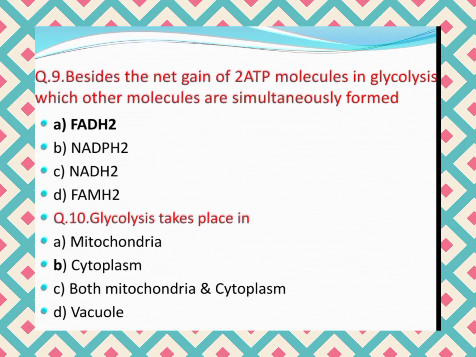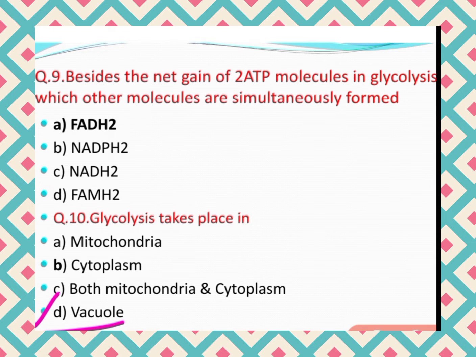Then question number 9, besides the net gain of 2 ATP molecules in glycolysis, which other molecules are simultaneously formed? Option A FADH2, option B NADPH2, option C NADH2, and option D FAMH2. Which will be the correct answer? The correct answer will be option A FADH2.